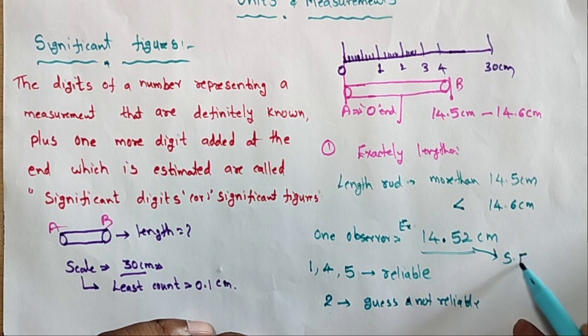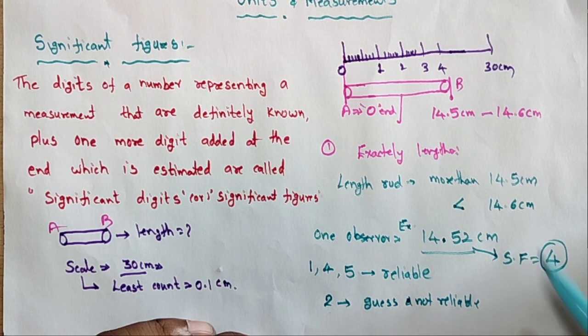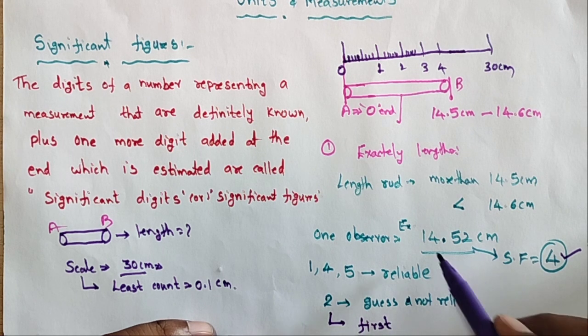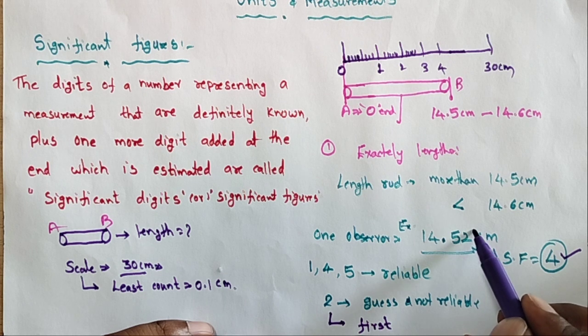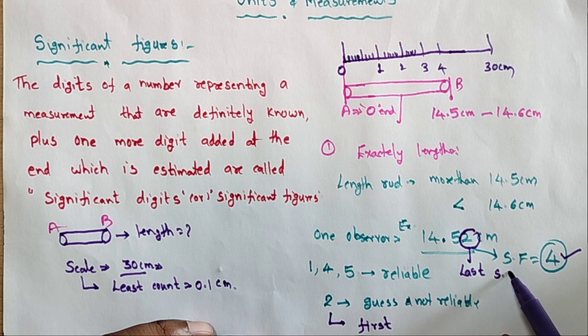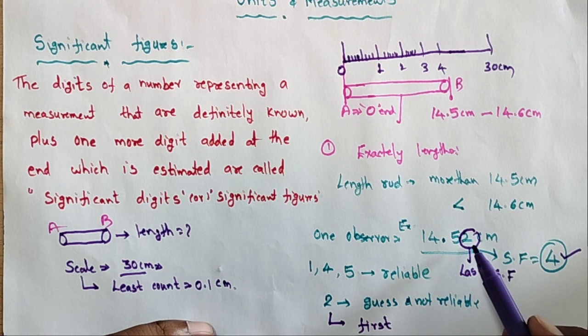So 14.52 has significant figures equal to 4: 1, 2, 3, 4. In 14.52, what is the last one? This is the last one, the last number. So this is called the last significant figure.